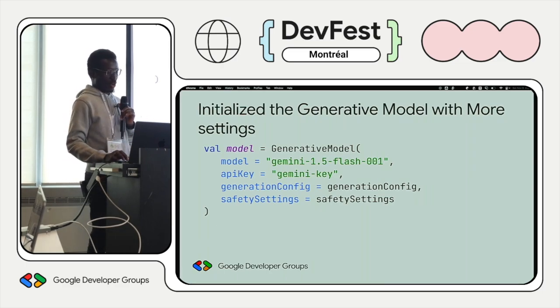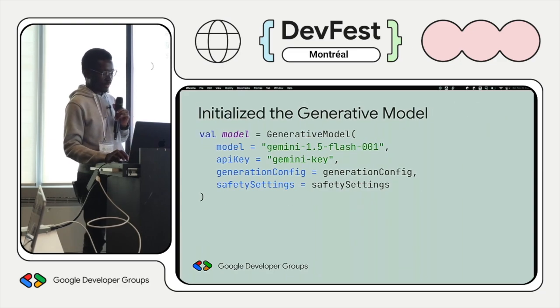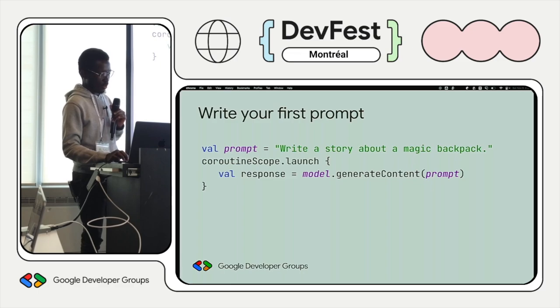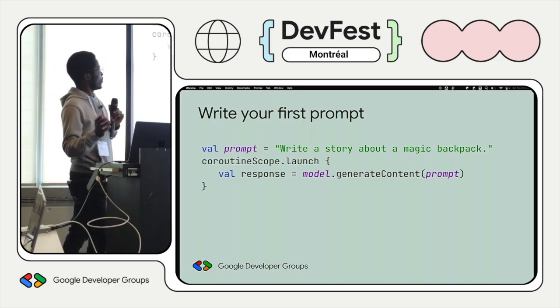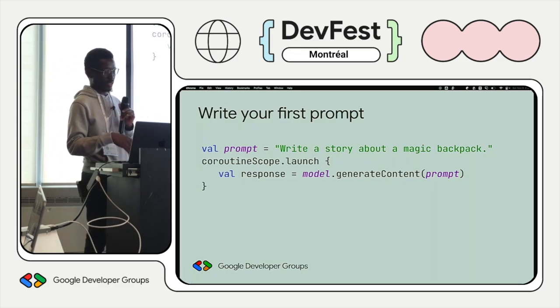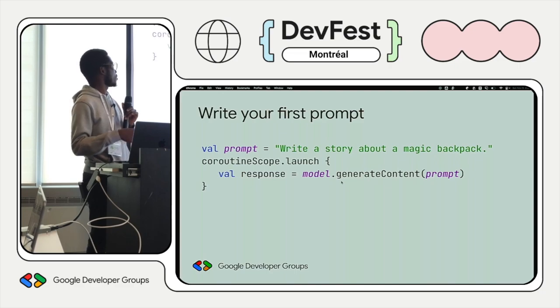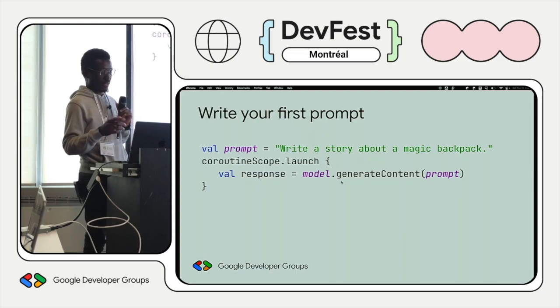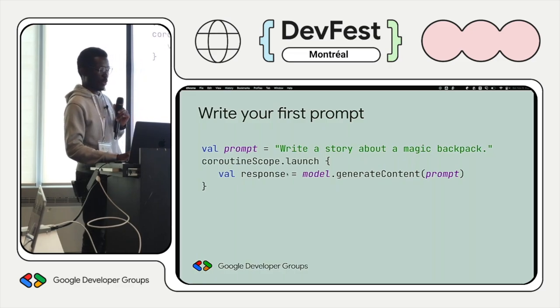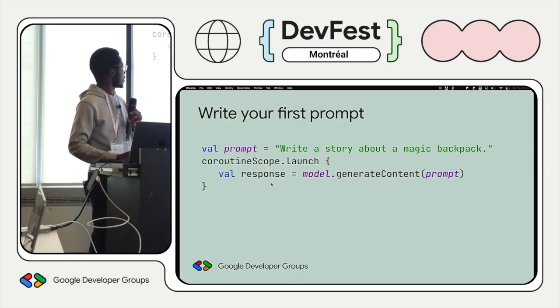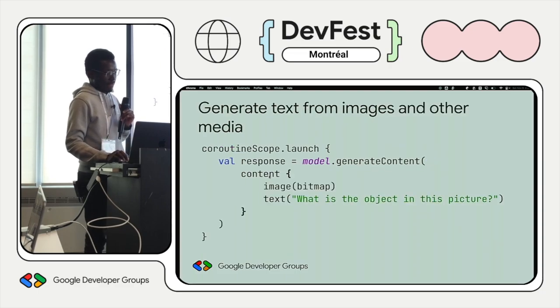And when you have this object, now it's ready to send our first prompt. As you can see, it's quite simple. First of all, you write a prompt. It's just a small string. And you create a coroutine scope. Since generate content will make a request to the model, it will get back to you and return the response to this response variable.